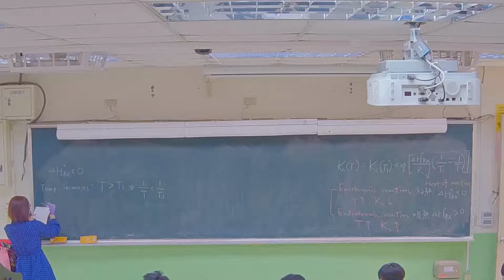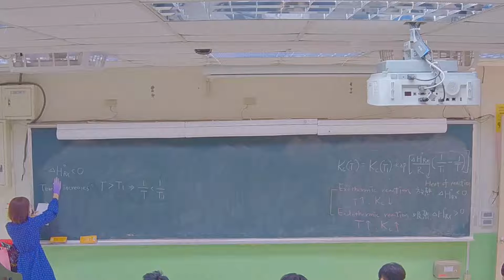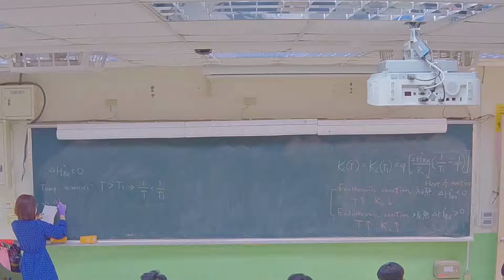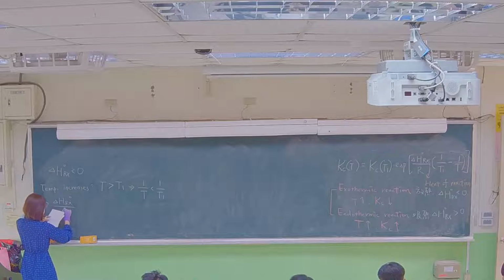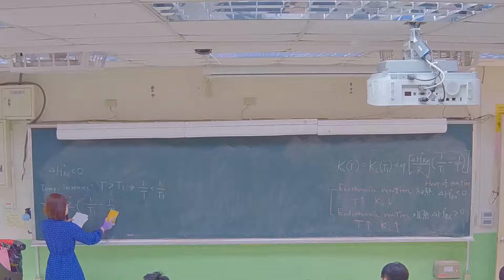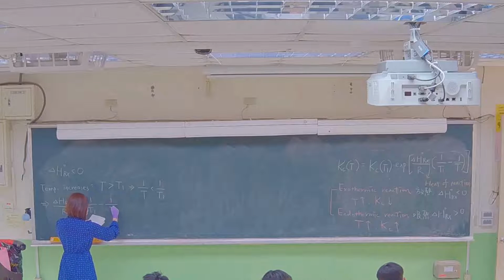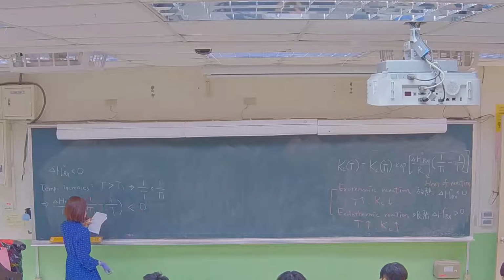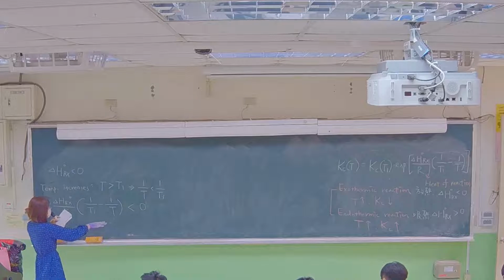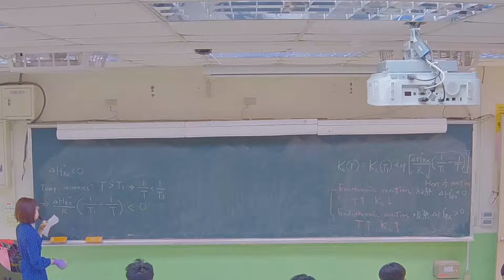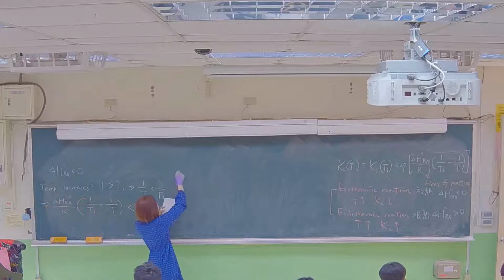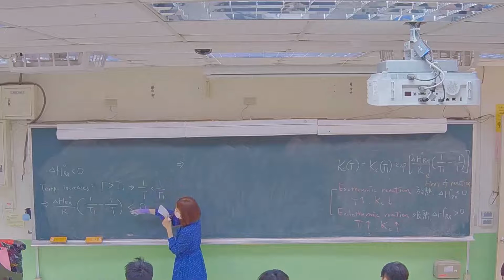Okay, and then delta H is smaller than 0, also this condition. You can think about this. Delta H is smaller than 0. This term is larger than 0. So by multiplication, the result is smaller than 0. So we continue. We put this one into the exponential.